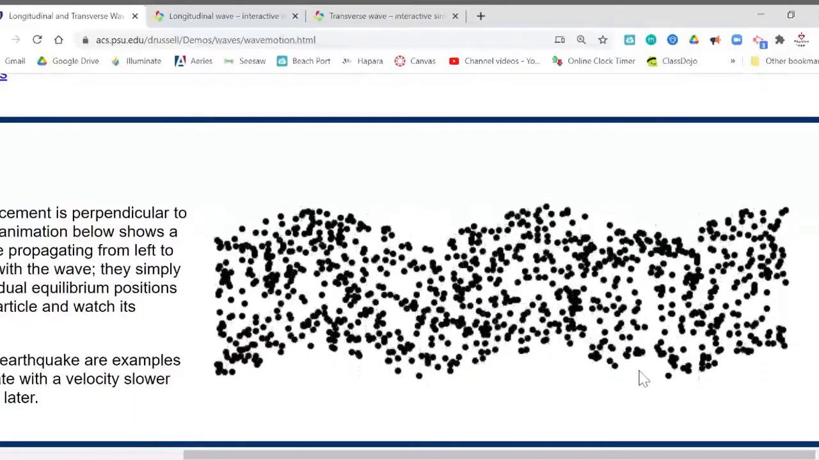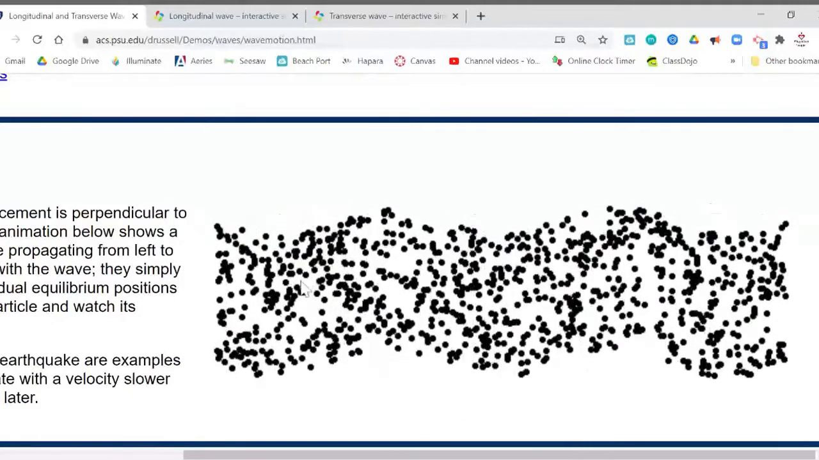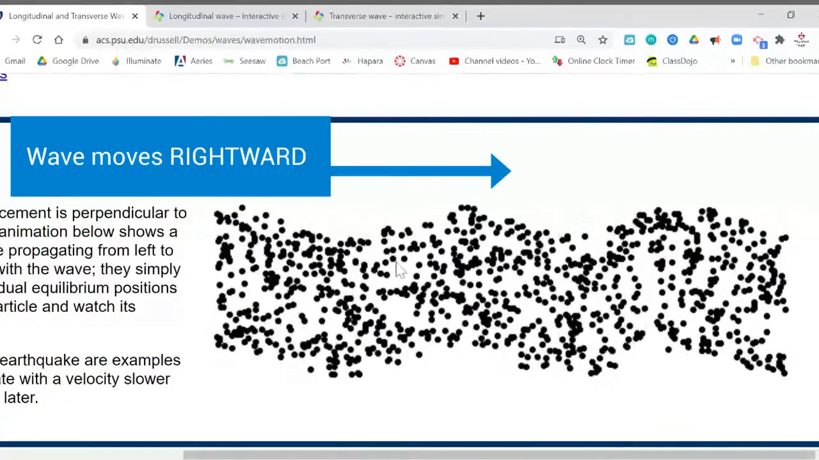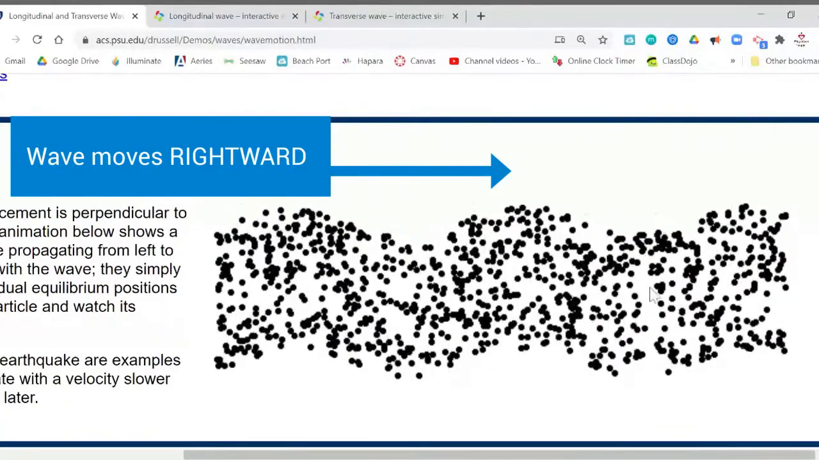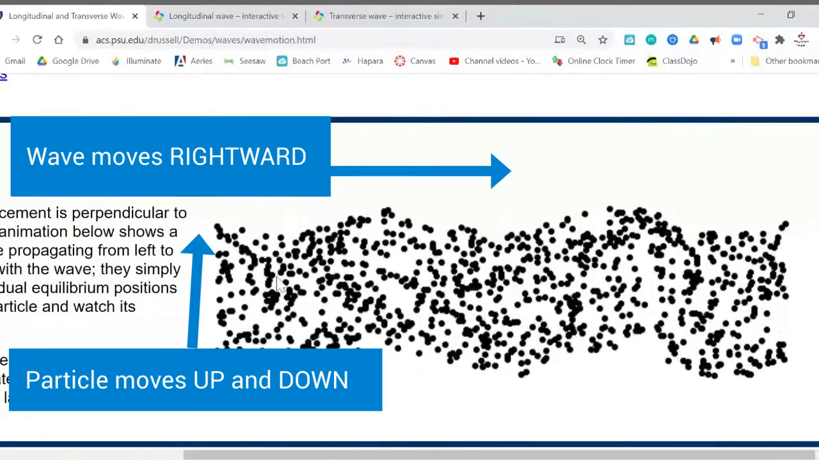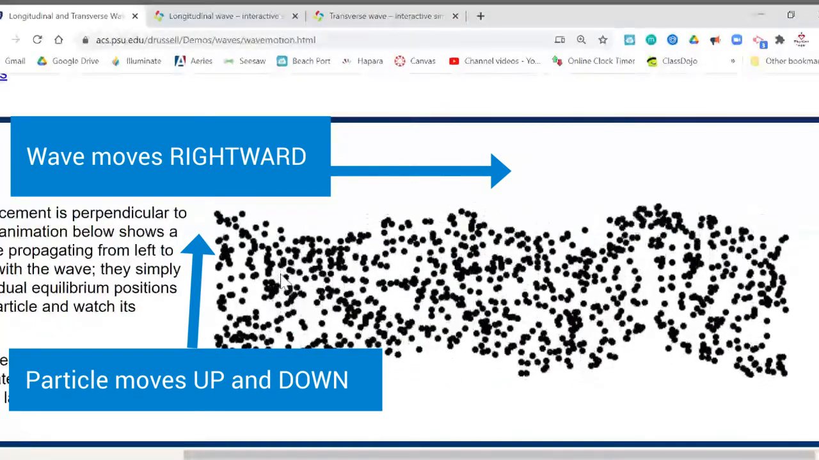Okay, so this simulation does a pretty good job explaining the concept of a transverse wave. In this idea, the wave is moving to the right, like the energy is moving rightwards, but the particle is physically moving up and down. So this is where my particle movement versus my wave movement is perpendicular.